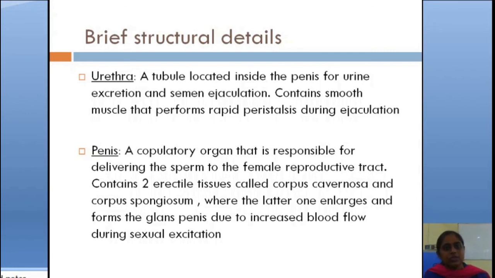Further, the urethra is a tubule located inside the penis for urine excretion and semen ejaculation. It contains smooth muscle that performs rapid peristalsis during ejaculation. Further, the penis is the external genitalia of the male reproductive system. This is a copulatory organ responsible for delivering the sperm to the female reproductive tract. It contains two erectile tissues called the corpus cavernosum and corpus spongiosum, where the latter enlarges and forms the glans penis due to increased blood flow during sexual excitation.